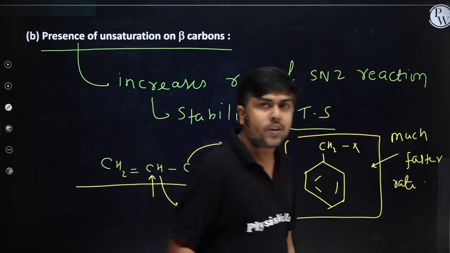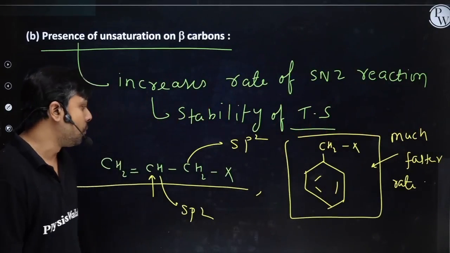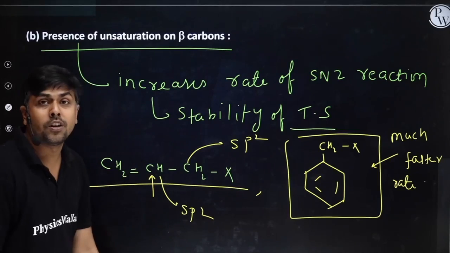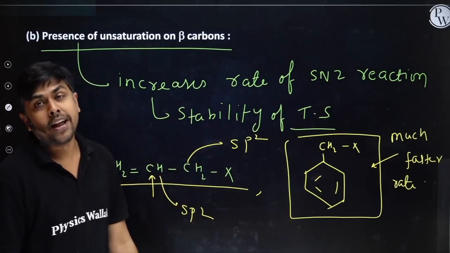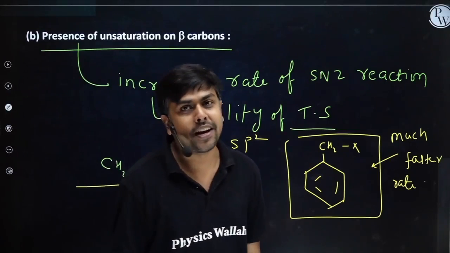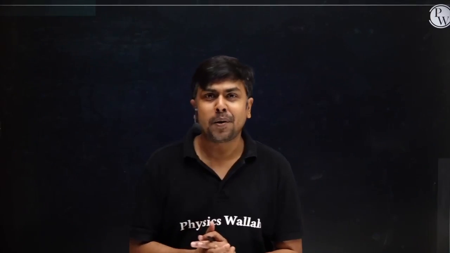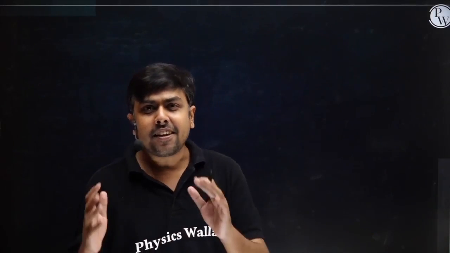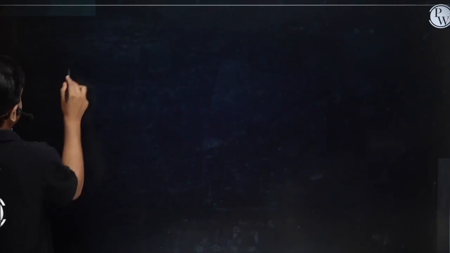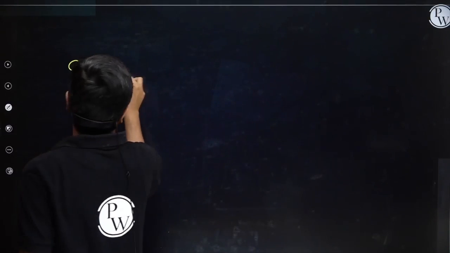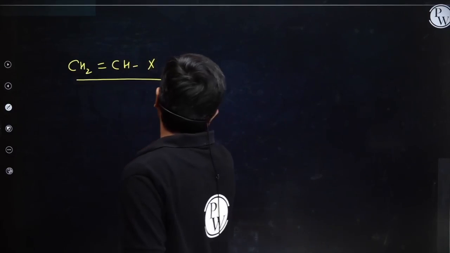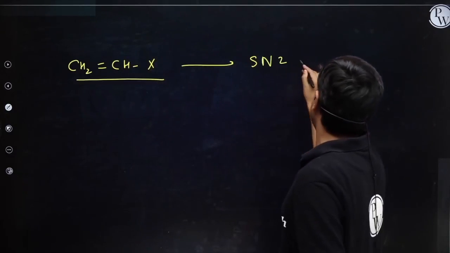Am I clear, students? So SN2 reaction, just like SN1, will also occur here, and here also SN2 will occur at a faster rate. Let's move ahead. If I talk about other alkyl halides, just like SN1, in such halides, that is vinylic halide, CH2 doubly bonded CHX, here also SN2 reaction does not occur.